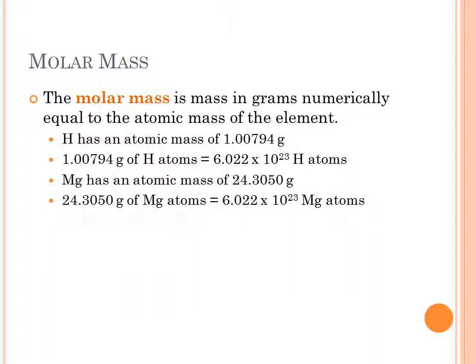Magnesium has an atomic weight of 24.3050 grams, which means that many grams of magnesium atoms represents Avogadro's number of magnesium atoms. Notice the masses are different, but the number of atoms remains the same, and that's because each individual atom has different masses.